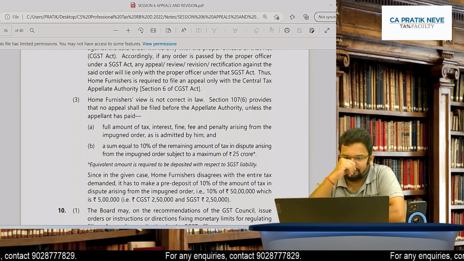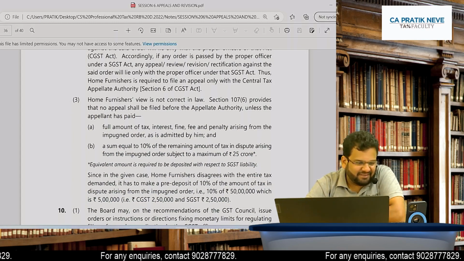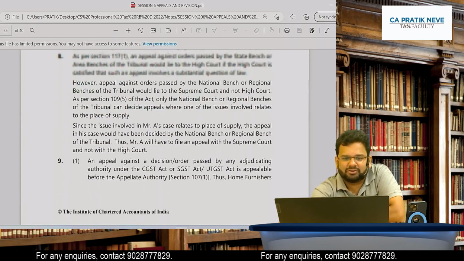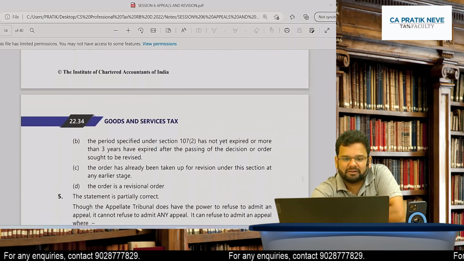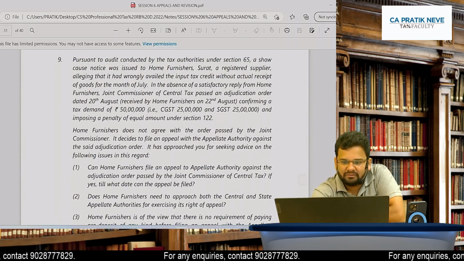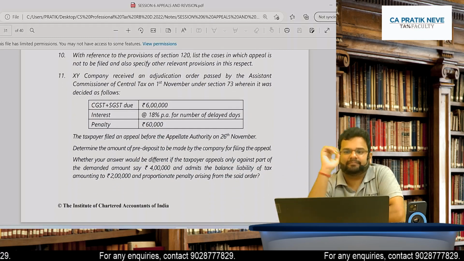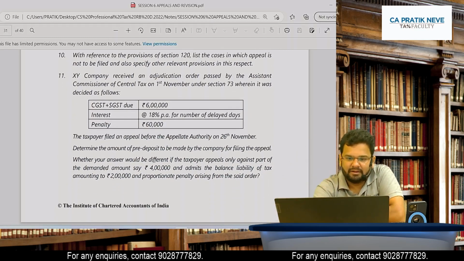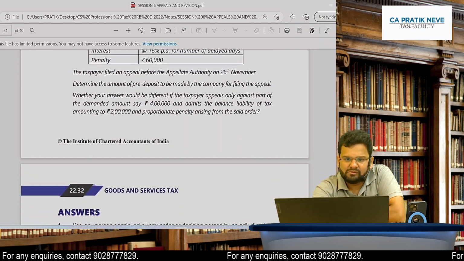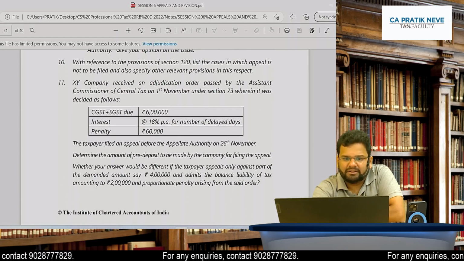Yes, because why central? It can, but they want in this case to be appealed to central. That's the demand of the question. Okay, then please solve 11th now.